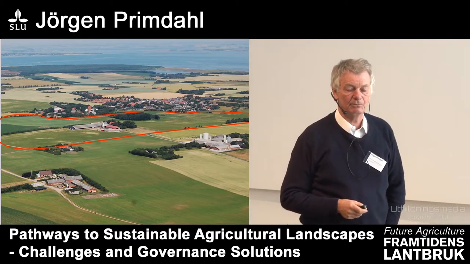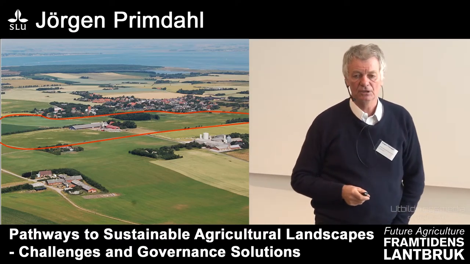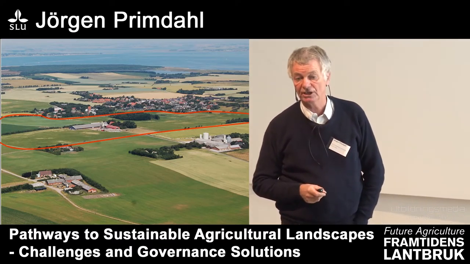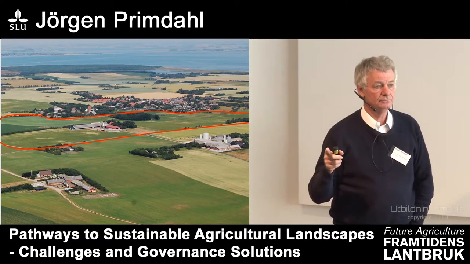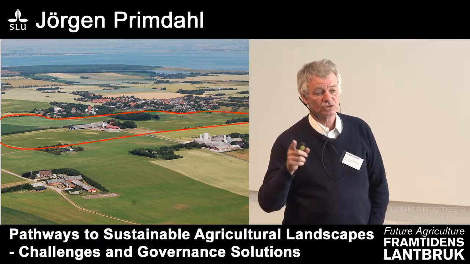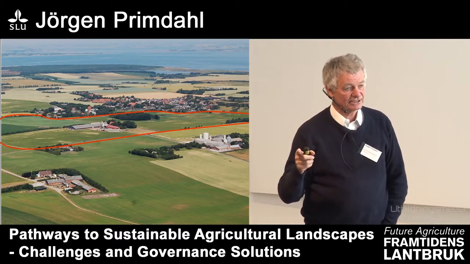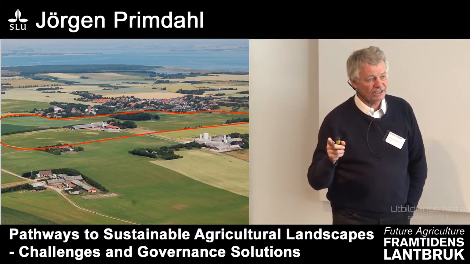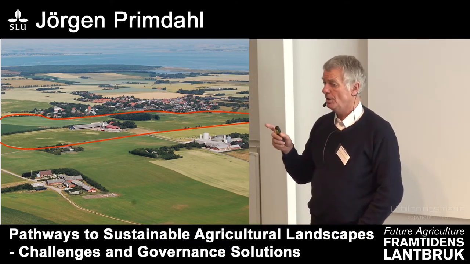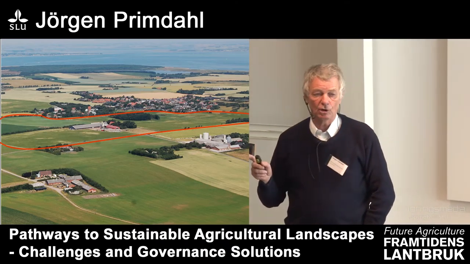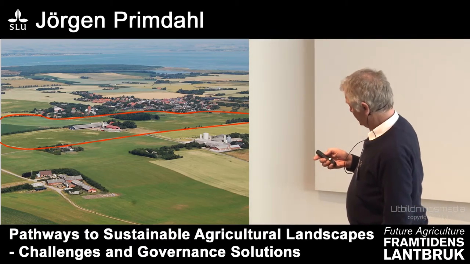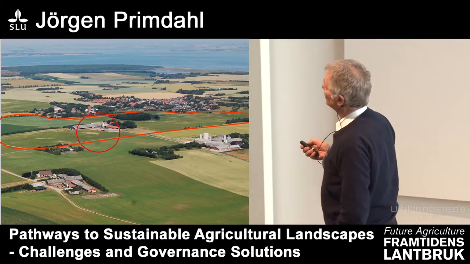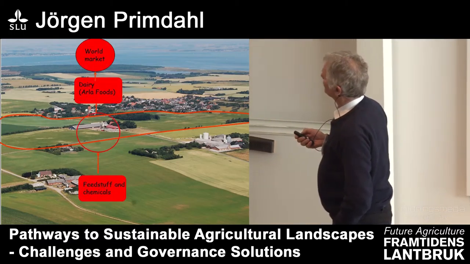You go in and ask the farmer, do you cooperate with your neighbor farmers? Most likely he will say no. He may say that I have a cooperation about manure distribution, because he got more manure than he has land. But otherwise he will say, no, I don't have any cooperation with my neighbors. His connection to the rest of the world is very vertical.